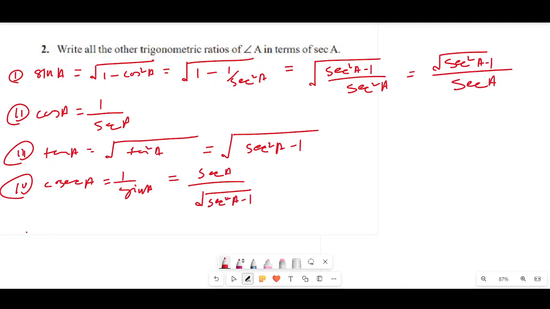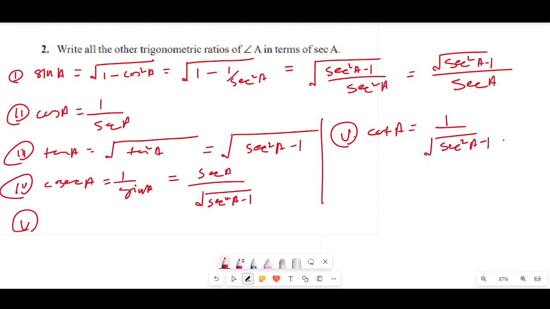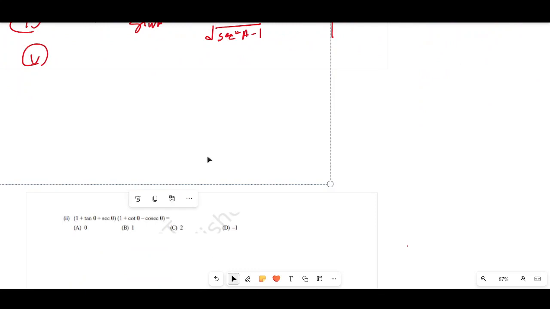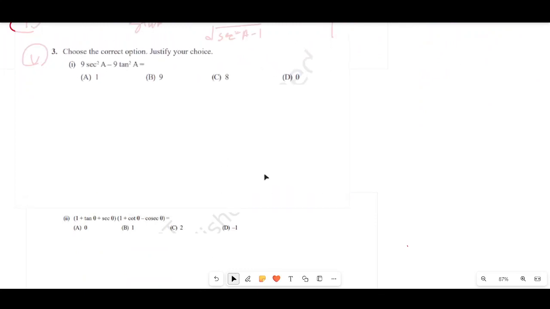Now come to the fifth part of the question. What is the fifth part? Here we will write the fifth part, it is given sec, but cot A, and cot A is the reverse of tan A, so we can write sec square A minus 1. Clear? Now move on to the next question. Clear?